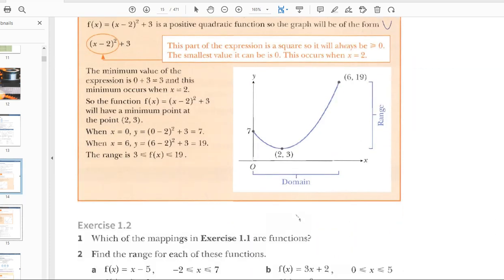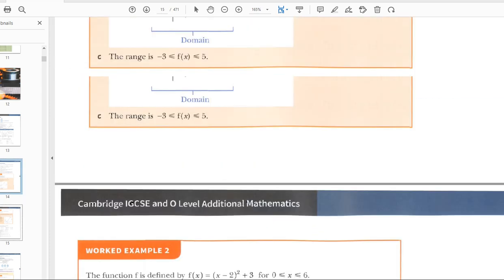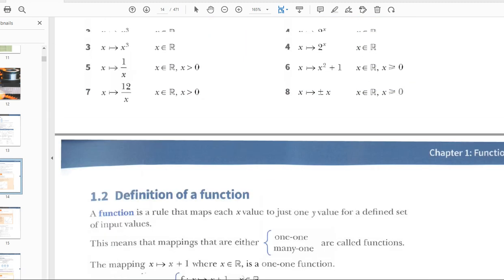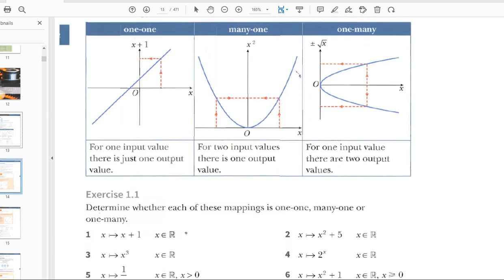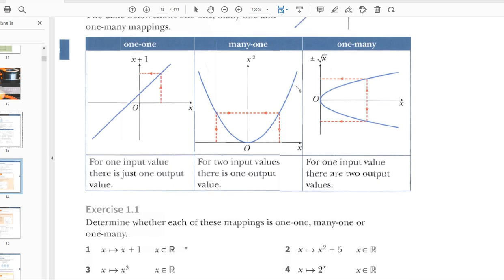This is exercise 1.1. Here is a table. Yes, this is very important. See this. What is the definition of a one-one function? For one input value, there is just one output value. So if an input value gives one output value, the function is one-one.